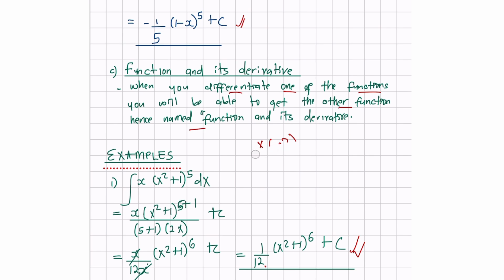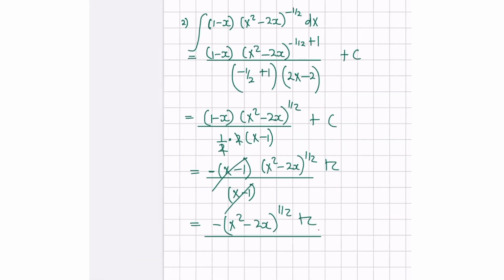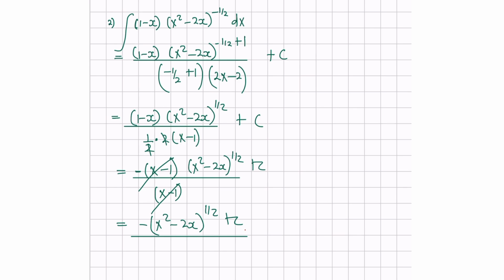Now, we've got another example right here that is saying (1 minus x) times (x squared minus 2x) to the power of minus a half. So, if you are going to differentiate 1 minus x, you're not going to end up with x squared minus 2x. But let's try and see that if we differentiate x squared minus 2x, is there a way that we're going to ultimately end up getting 1 minus x? So the derivative of x squared is 2x, minus the derivative of 2x, which is 2. If you factor out 2, you're going to get x minus 1.